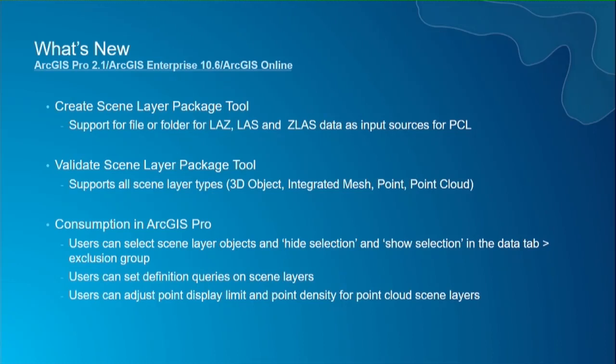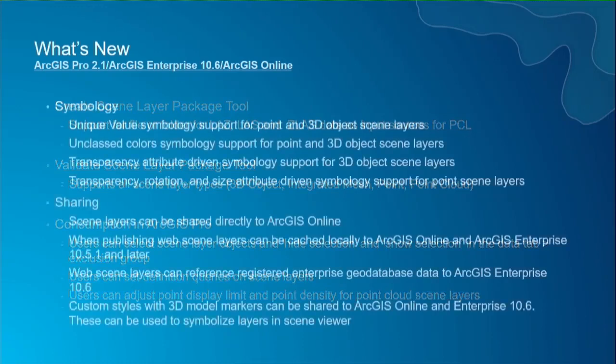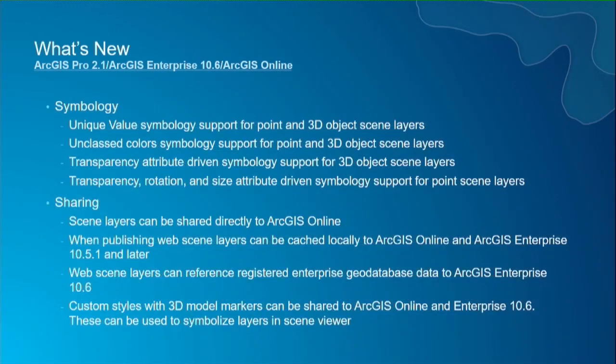Definition queries on a scene layer is also one new feature. Now we can set a definition if it has an attribute resource information with that particular scene layer, points and 3D objects. You can actually set a definition query against what you would be seeing. As well as limiting the point display limit for point clouds, and point density is also allowed at the consumption side. As a consumer of the resource, you will be able to do that. We added a lot of stuff, but yeah, just going through it.